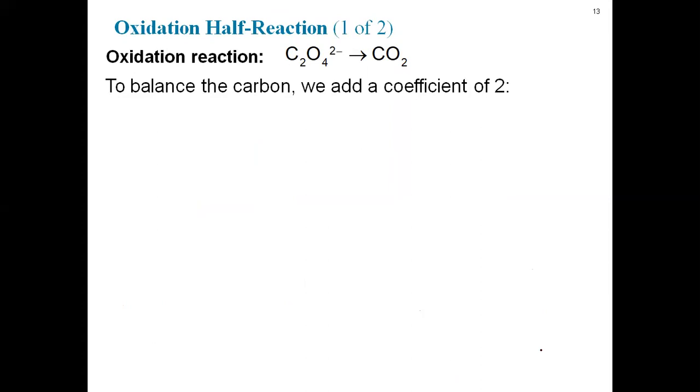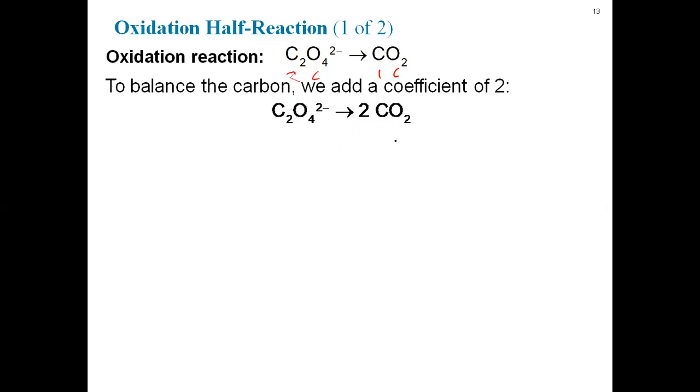To balance this equation, you balance the atoms that are not O and H first. The atom that is not O or H is carbon. Right now the carbon is not balanced, because you have 2 carbons on the reactant side and only 1 carbon on the product side. So to balance the carbon, you add coefficient 2 in front of CO2. By doing that, you balance the carbon.